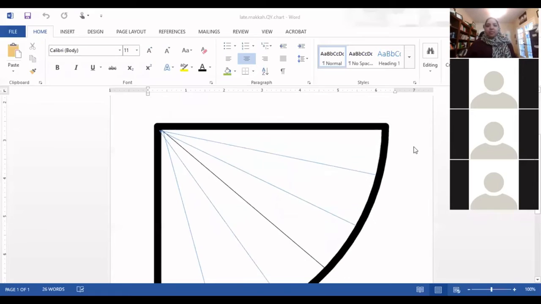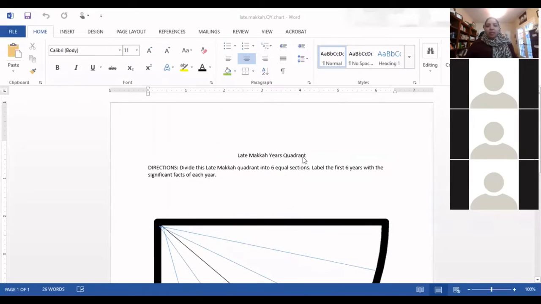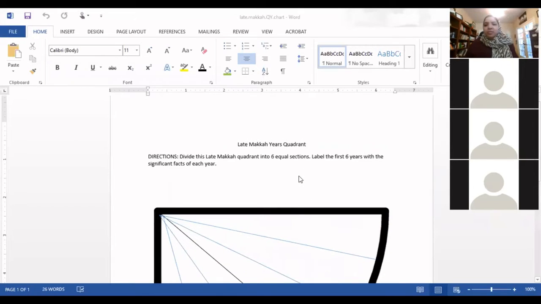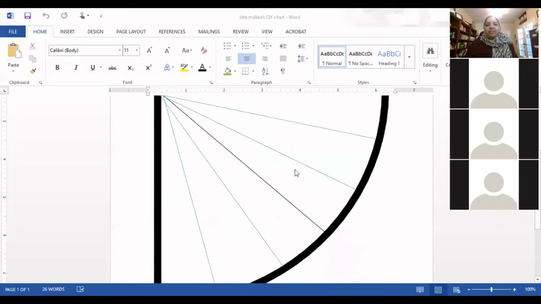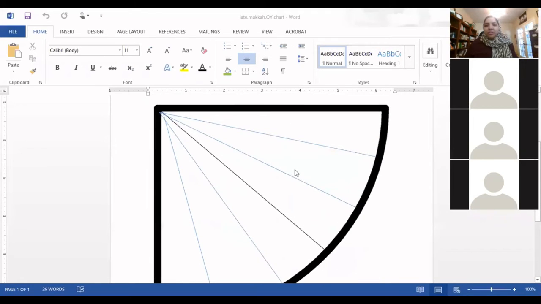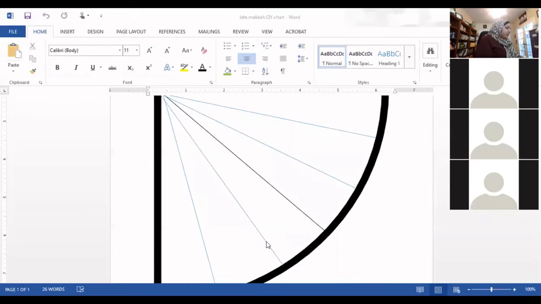It's called the Late Makkah screen for me. I think this is it. Yeah, here we go. Okay, so if you can see my screen, this is the Late Makkah years quadrant. Once again, a quadrant is a fourth of a circle, and as you can see, this is just that bottom piece that we covered yesterday already. So if we look at the original QY circle, you can see this circle right here. We have the ban years: 7, 8, and 9 are the years of the ban.